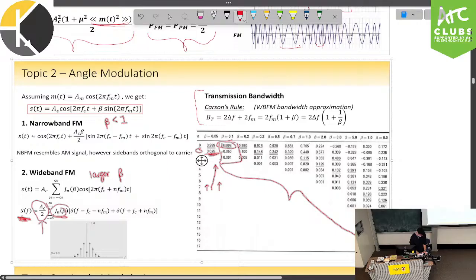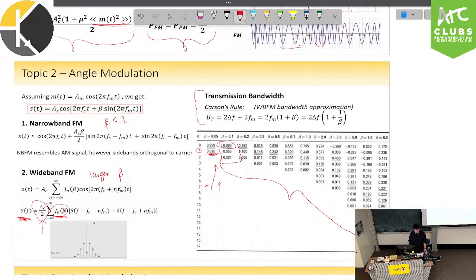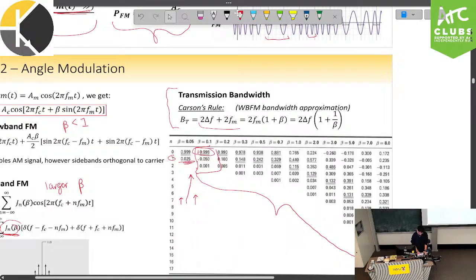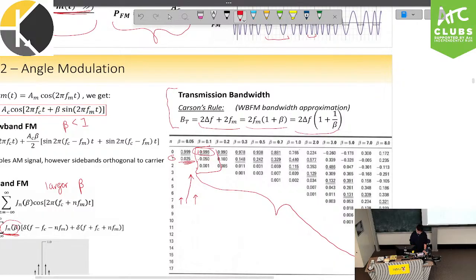Lastly, Carson's rule. Carson's rule is a great approximation for finding the transmission bandwidth of a wideband frequency modulated wave. There's 3 different forms. They all mean the same thing, but depending on what you're given in the question, you might want to use one over the other.